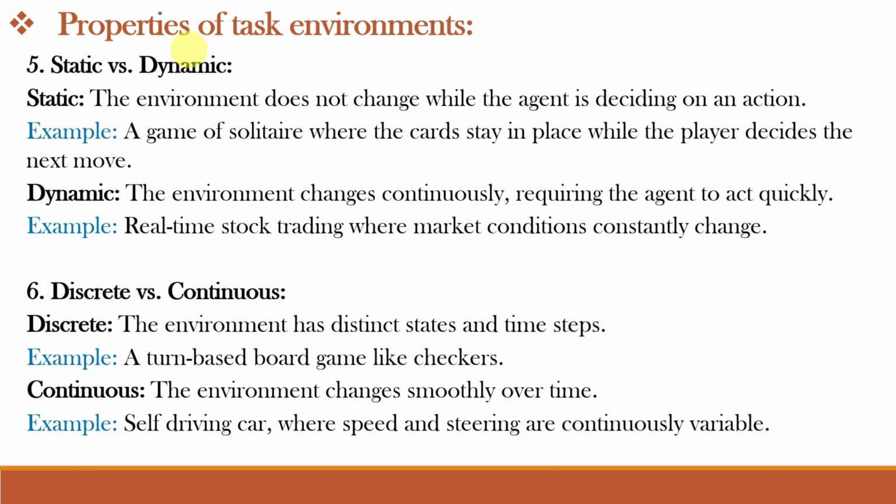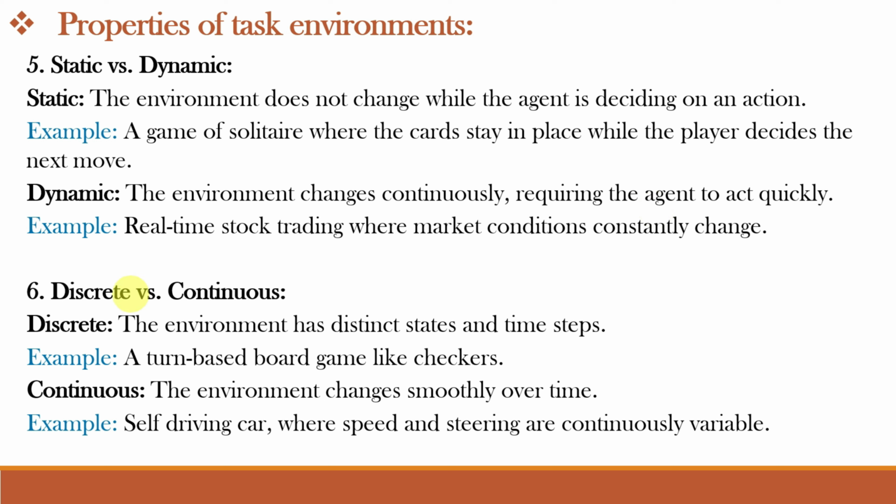The fifth property of the task environment is static versus dynamic. As the name suggests, for static, the environment will not change while the agent is deciding on its action. While for the dynamic, the environment will change continuously, where the agent will have to act very quickly. The example of static task environment is a game of solitaire, where the cards will stay in place while the player will be deciding the next move. And the example of dynamic task environment is real-time stock trading, where the market continuously changes. The agent has to act very quickly.